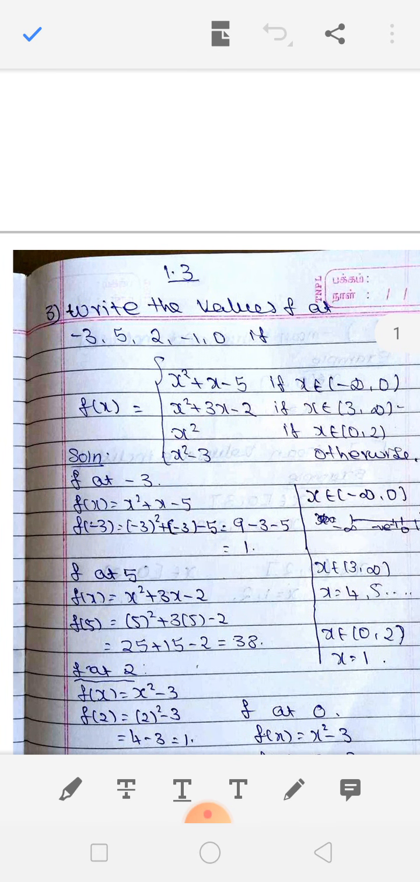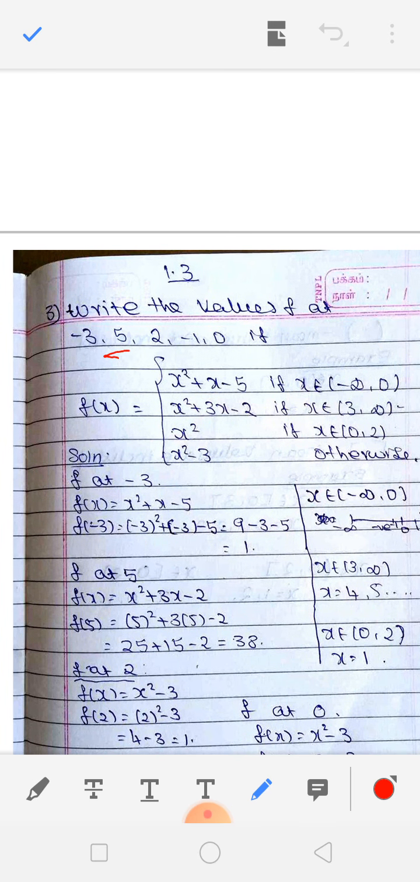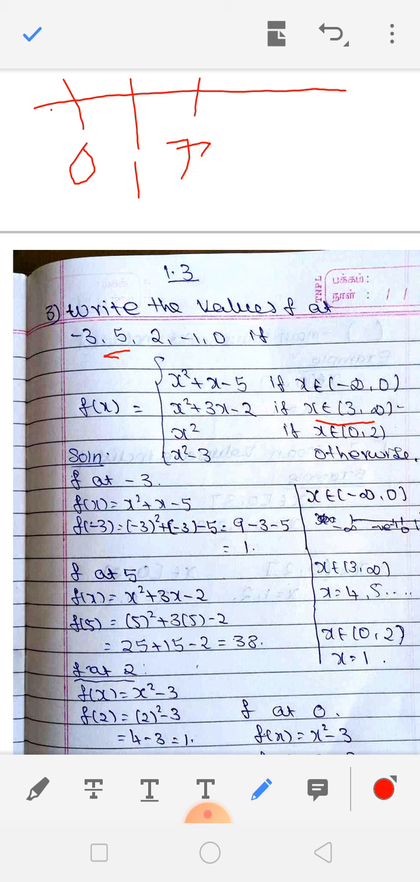And then the next value is 5. So I want to look at where that 5 value is. So the 5 value is a positive one. Look at the second interval, 0 comma infinity, which means what? Suppose this is 0, this is 1, this is 2, this is 3, and so on up to infinity.